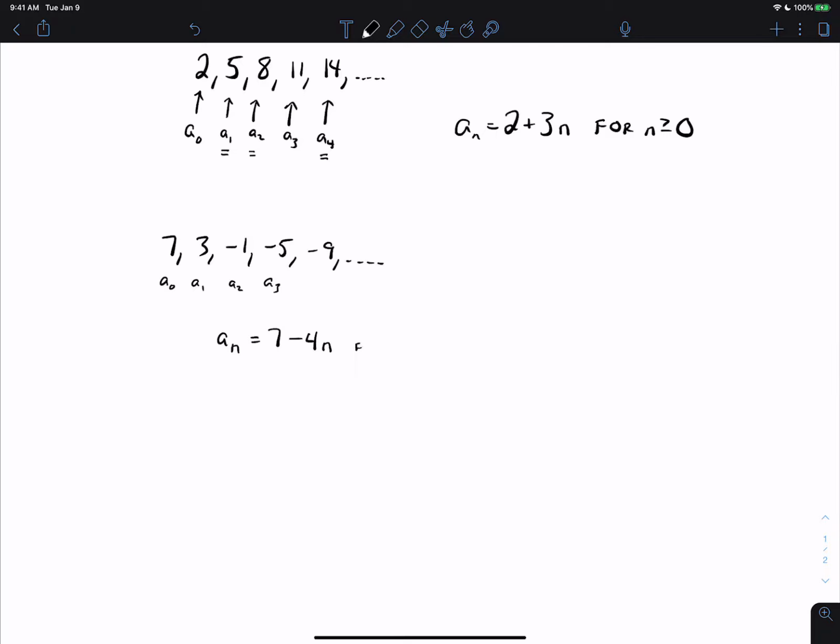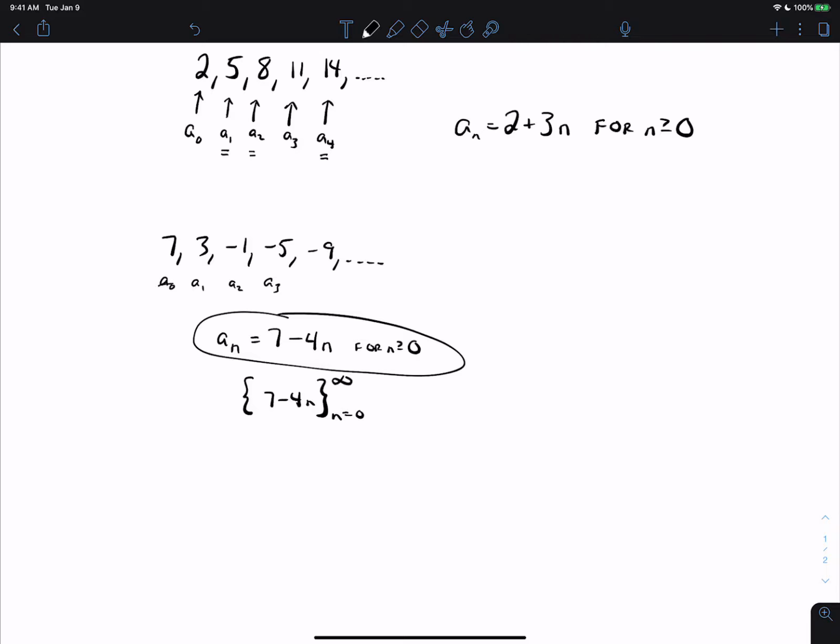This is the sequence for n greater than or equal to 0. We could use braces and write 7 minus 4n from n equals 0 to infinity and mean exactly the same thing. I think this is usually easier for people to look at, but it's the same idea.